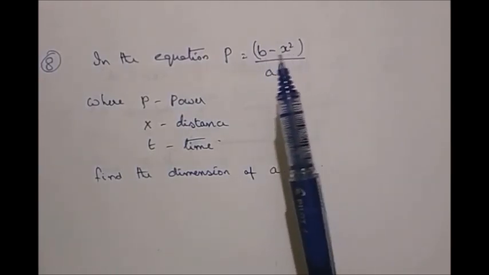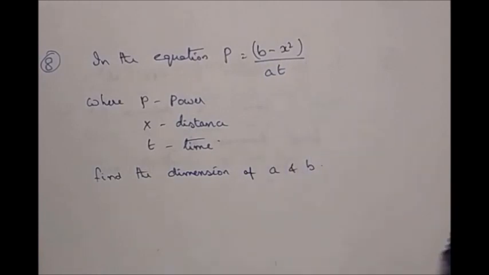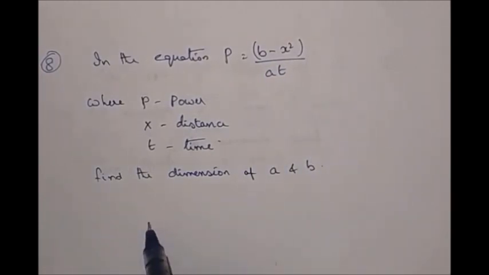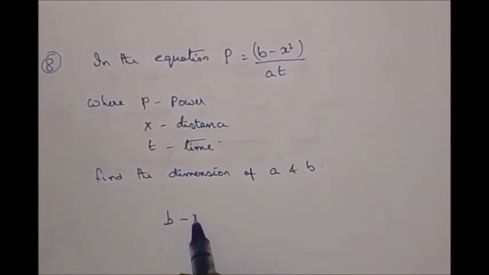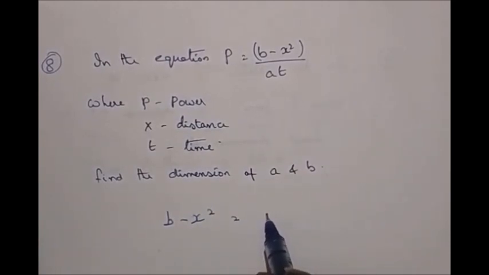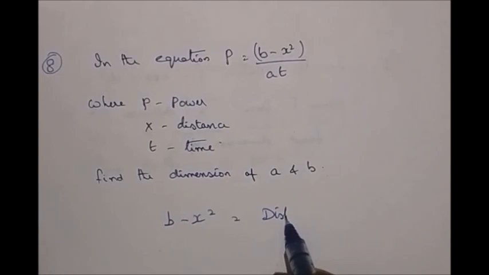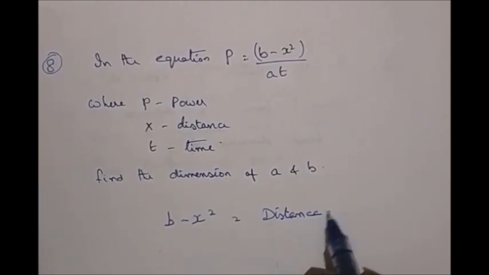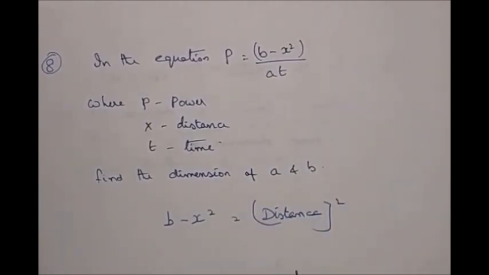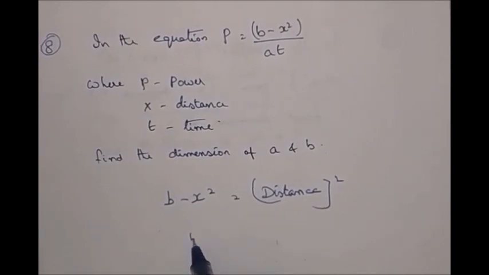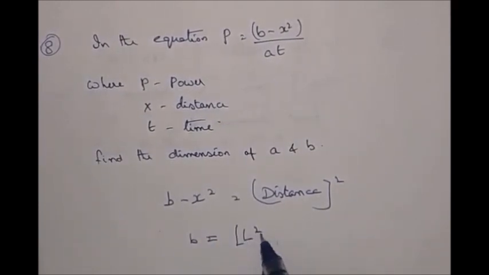So we have a straight answer here to find out the value of B. So B minus x square should be equal to distance square. So it is distance square. So what is B going to be equal to? It's going to be equal to L2. So that is a straight answer that you get here.